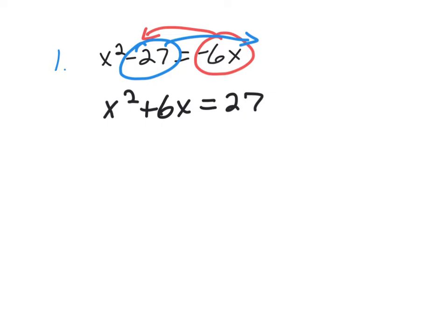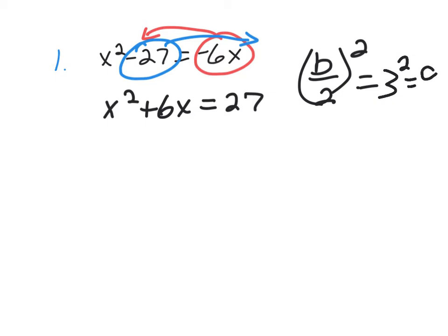Now, at this point, we're going to determine what it is that we need to add to both sides. So remember, it is half of b, squared. So let's just go ahead and figure that out right now. Half of b, that's 6 divided by 2, which is 3. So we're going to be adding 3 squared to both sides, and 3 squared equals 9. So let's just go ahead and write that out. x squared plus 6x plus 9 equals 27 plus 9.